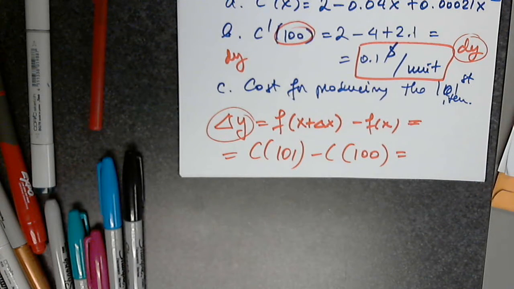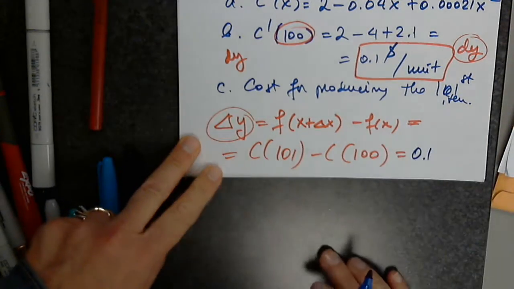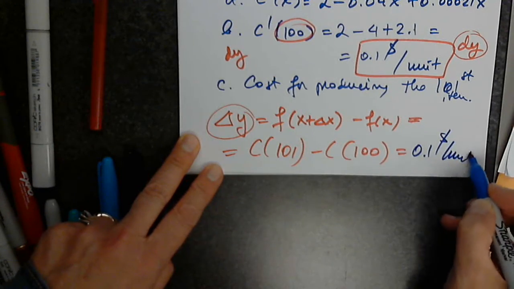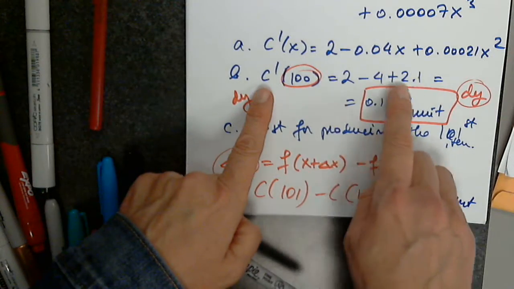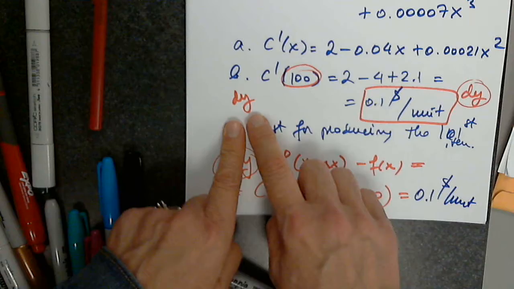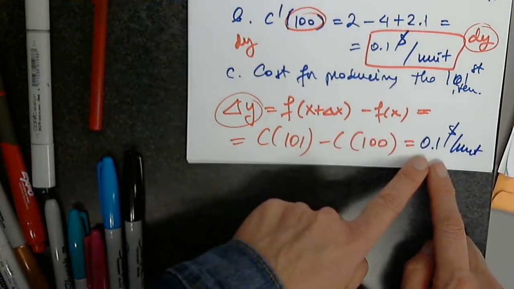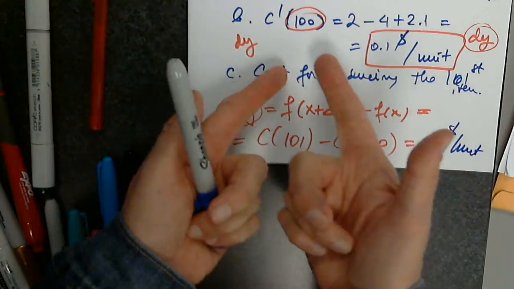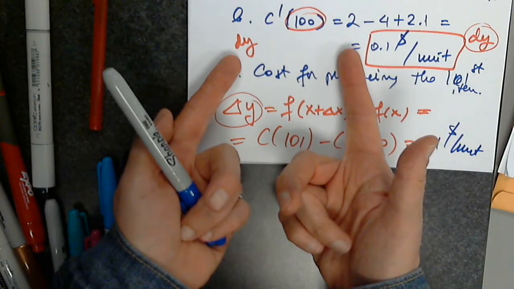Okay, never mind. So what is it? 0.1 point. Measurement unit: dollars per unit. And now I'm asking you this. Do you prefer determining C prime of 100, which is basically delta y because dx is 1, or do you prefer doing this to get the exact cost? Right. Exactly. This is not convenient. This is convenient.